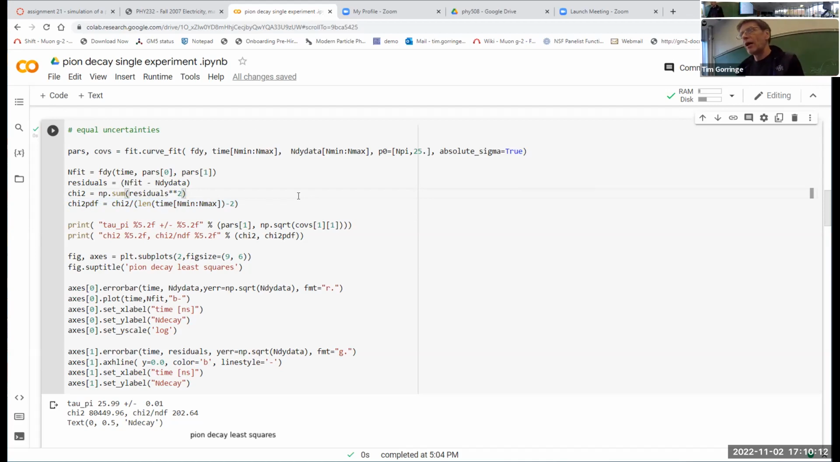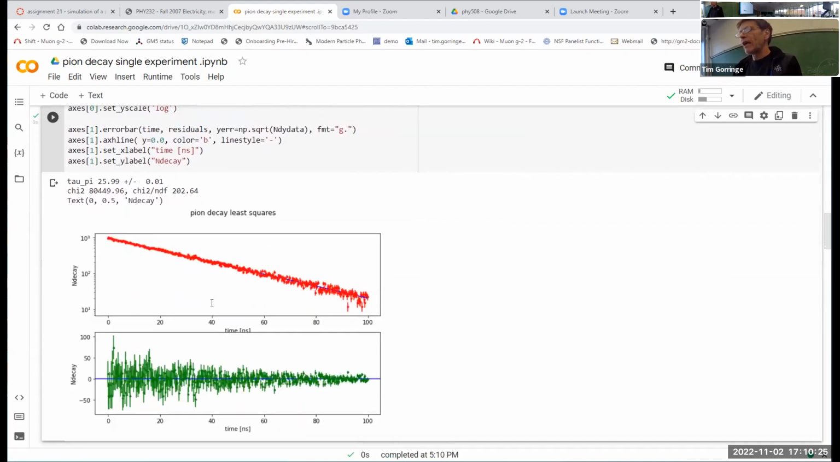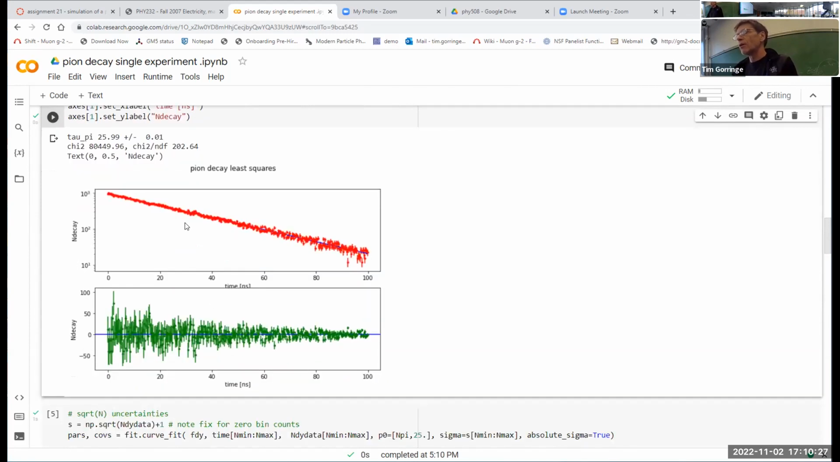And then I'm going to print out the time constant, sorry, the lifetime, and print out the chi-square, and make plots of the fit to the data and the residuals. So this is the result. Maybe just start with the plots. In red are the data points I simulated, and in blue, you can just make it out, is the best fit curve to the data, an exponential decay curve.